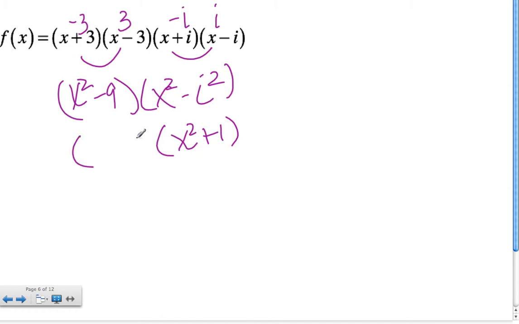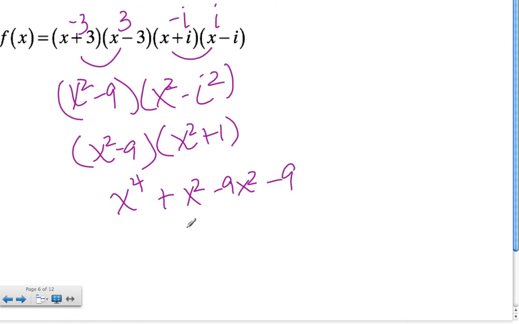Now I can take x squared minus 9 times x squared plus 1. And that in itself is not too difficult. And I get x to the 4th plus x squared minus 9x squared minus 9. And simplified, my function becomes x to the 4th minus 8x squared minus 9.